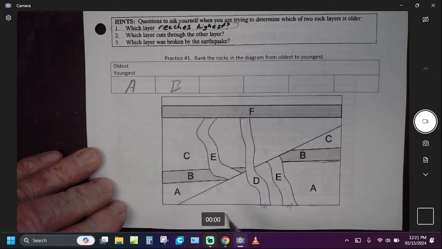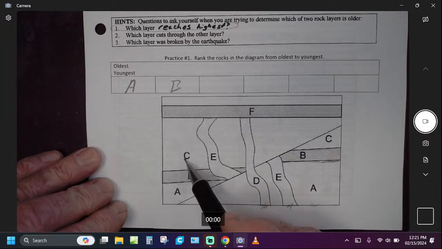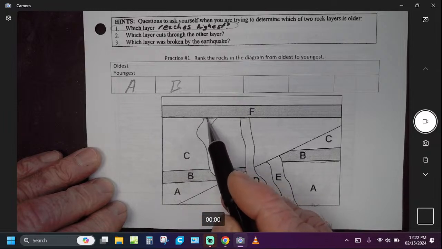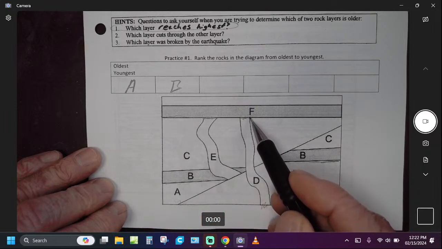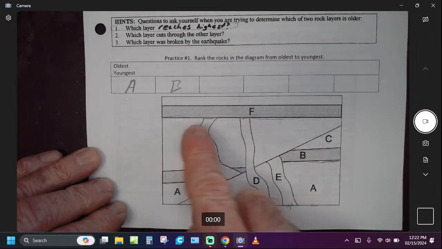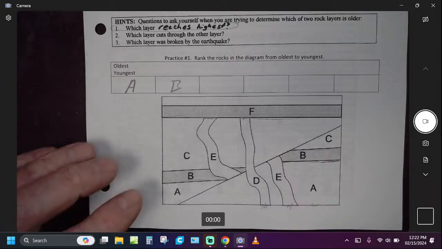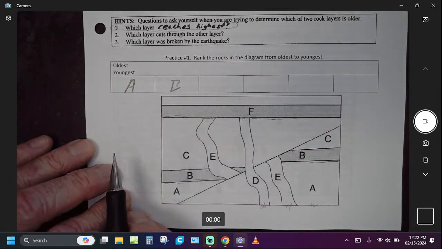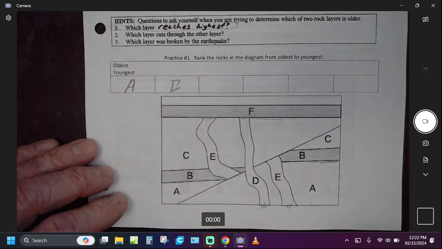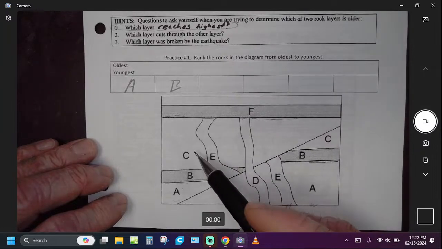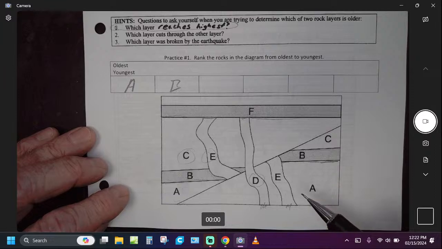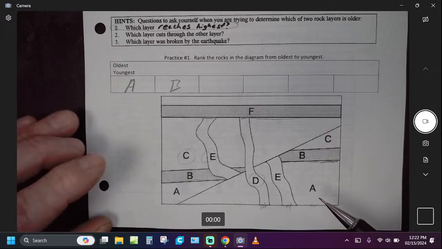Now it gets kind of tricky, because if I go up from A to B to C, if I look at the top of C, and I look at the top of E, and I look at the top of D, which of those three reaches the highest? Yeah, none of them or all of them. So this doesn't really help me. I've got to do something else. I've got to look at which one's cut. So of these three, I've got C, E, and D, and I need to figure out which one's the oldest of the three. Is there one that gets cut by the other two?